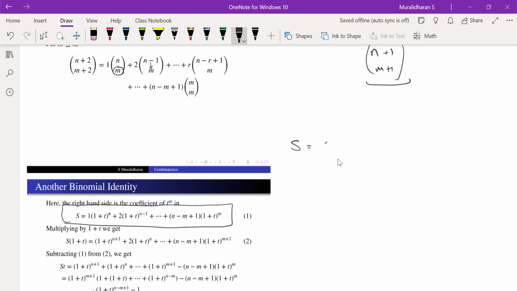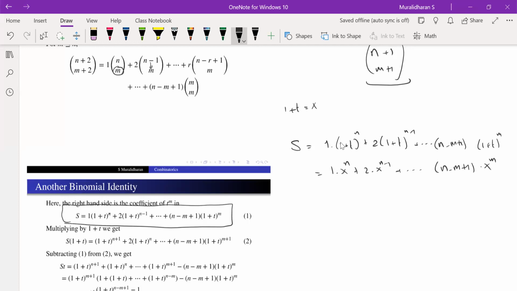S is equal to 1 into (1 plus t) whole power n, plus 2 into (1 plus t) whole power n minus 1, and so on up to n minus m plus 1 into (1 plus t) whole power m. Okay, so let's put 1 plus t as some x. So this is 1 into x power n plus 2 into x power n minus 1, etc., up to n minus m plus 1 into x power m.